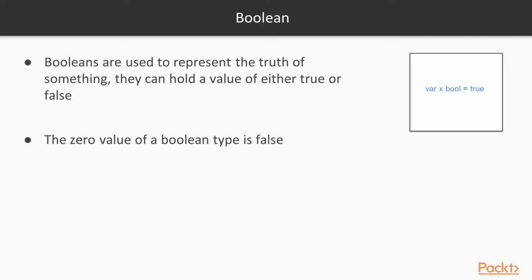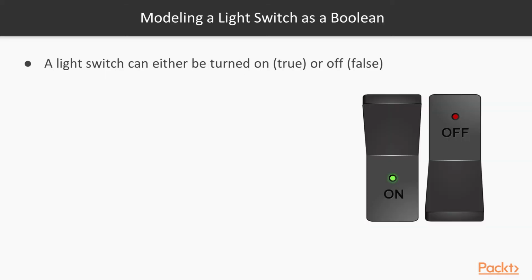Let's start with the Boolean type. Booleans are used to represent the truth of something. They can hold a value of either true or false. The zero value of the Boolean type is false. We can model a simple light switch using the Boolean type. A simple light switch can have one of 2 states. It can either be turned on, which we can consider as true, or it could be turned off, which we could consider as false.